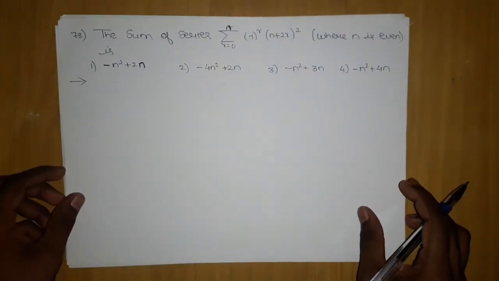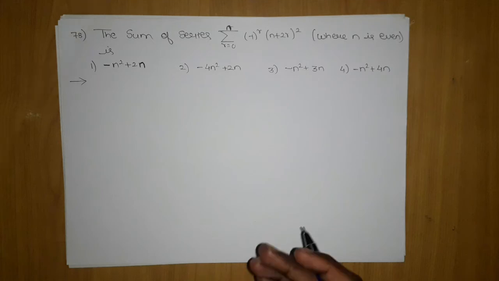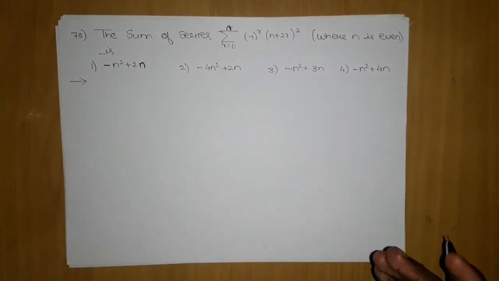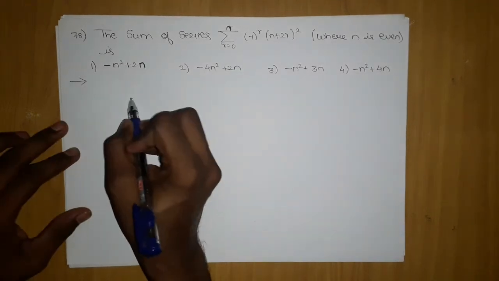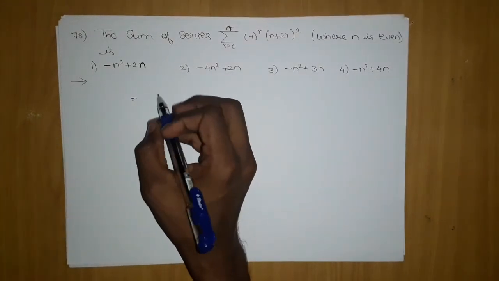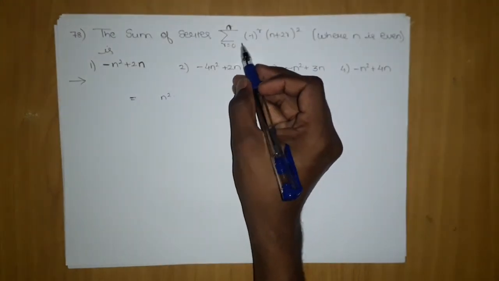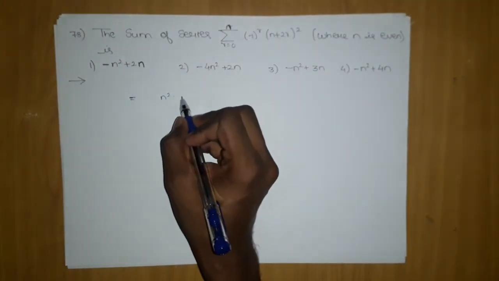It says the sum of the series summation r equals 0 to n minus 1 of (n plus 2r) the whole square, where r is even. Okay, if I open this series, I have n square. This will become, for r equals 0, n square.